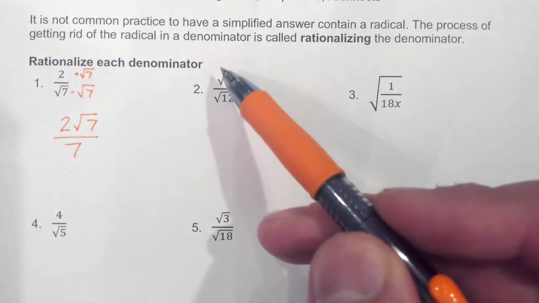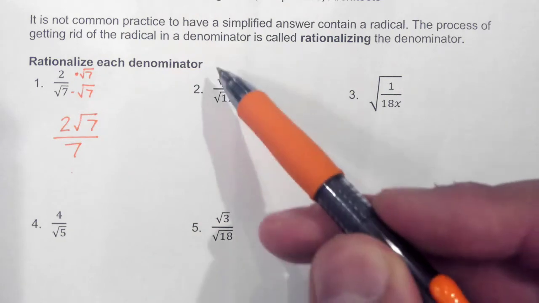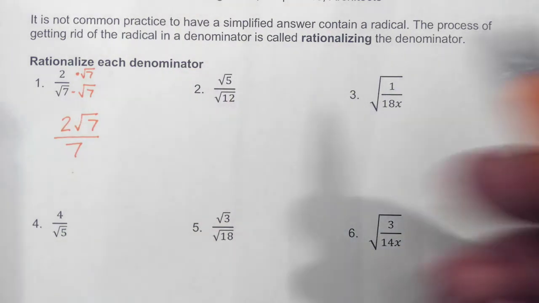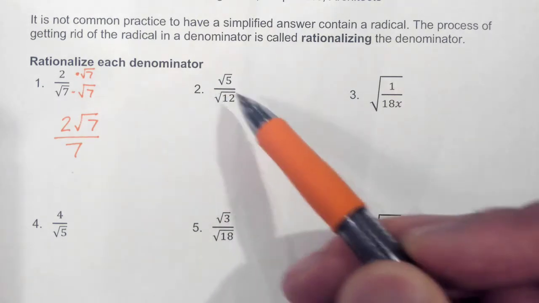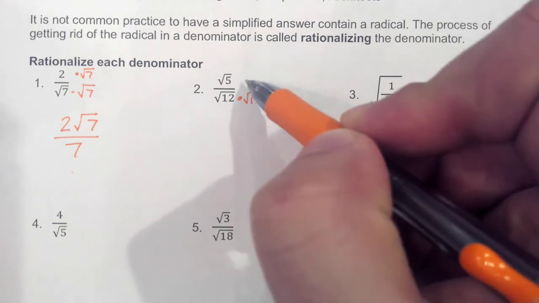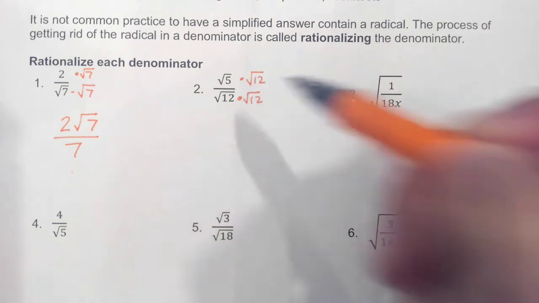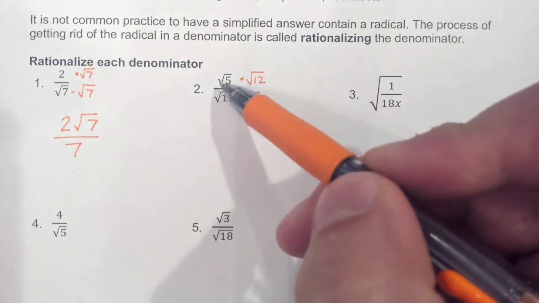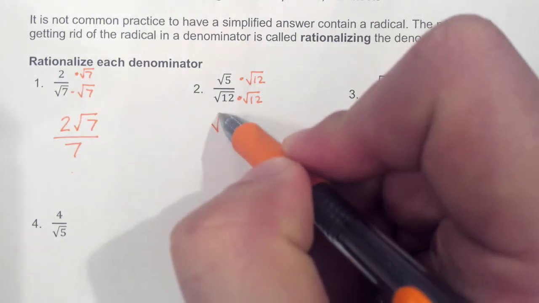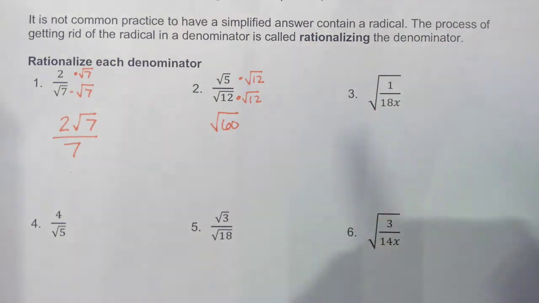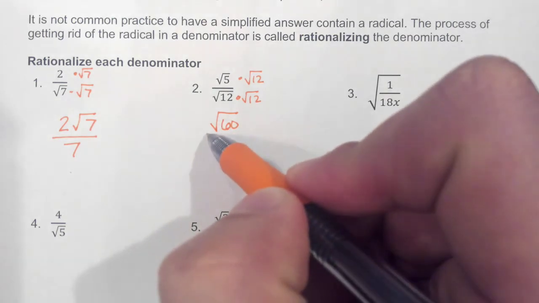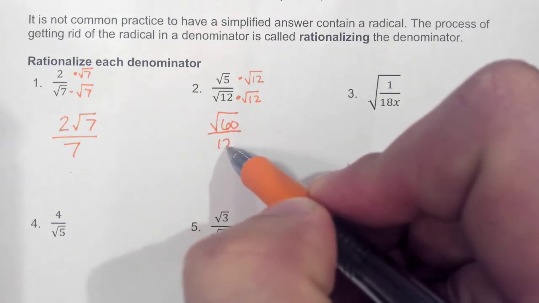If we look at number 2, if we were to put that as a whole radical, it wouldn't help us out because we can't reduce 5 and 12. So we need to get rid of that radical in the denominator by multiplying the top and bottom by the square root of 12. On top, the square root of 5 times the square root of 12 is going to be the square root of 60. On bottom, the square root of 12 times the square root of 12 is the square root of 144, but that's just 12.